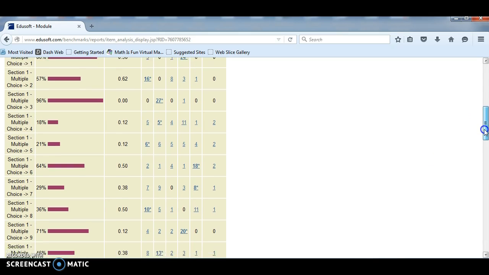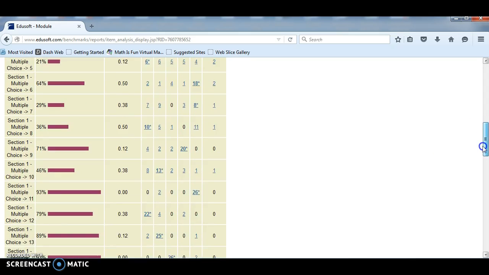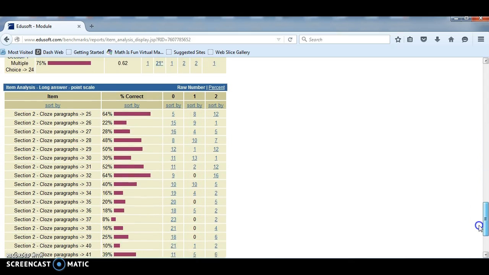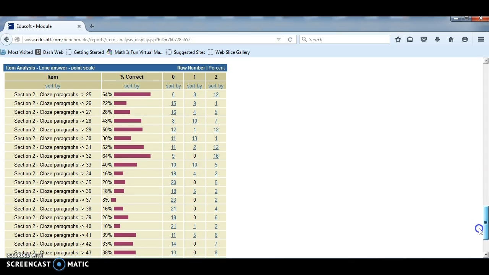The first section is multiple choice, and so that's that. Section 2 consisted of the closed paragraphs and also the sentence writing at the end. And I just want to comment really quickly on how to read this. The percent correct is generally how they did on it, but we want more specific information. We can look over here, and this tells us if they got a 2, that means they chose the right word and the right form.